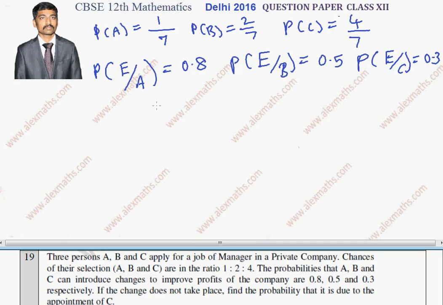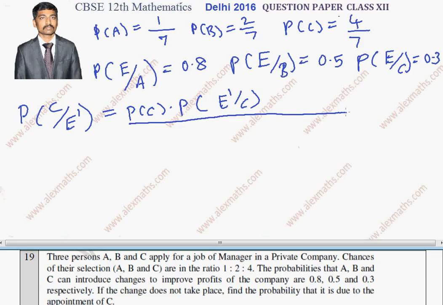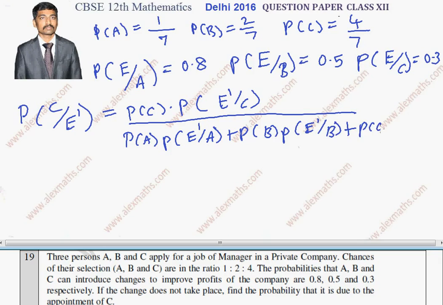Now if the change does not take place, it means the change did not take place, so I have to write E dash. Find the probability that it is due to the appointment of C. So I have to find P of C by E dash. Now write the formula: P of C into P of E dash by C, whole divided by P of A into P of E dash by A plus P of B into P of E dash by B plus P of C into P of E dash by C.